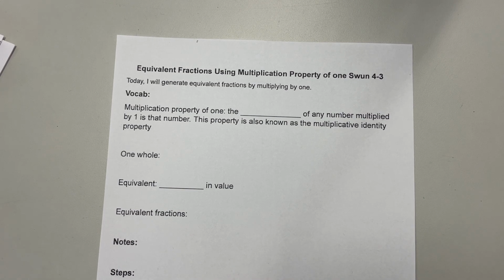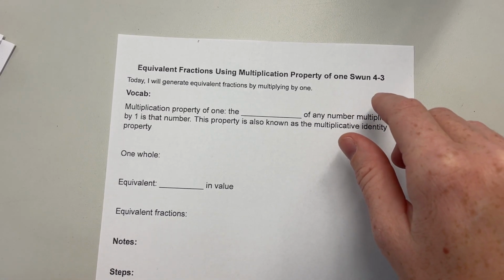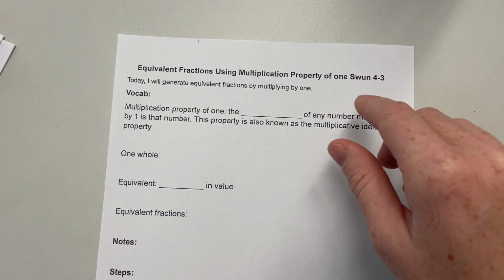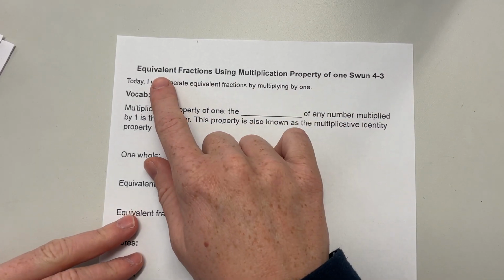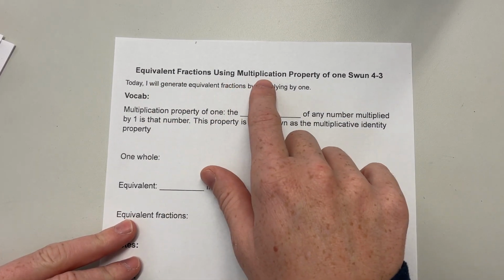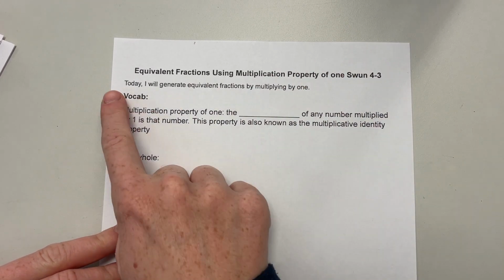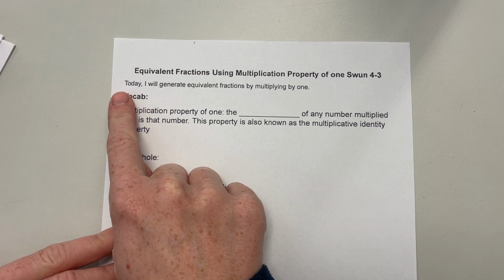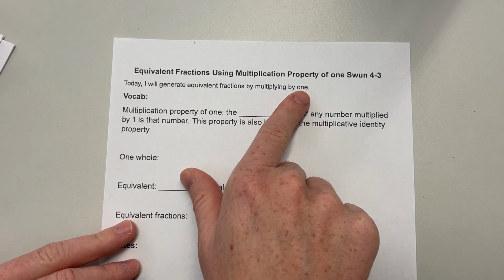Hi class, today we're going to pick up our lessons with equivalent fractions. The first lesson we saw it using a visual diagram. Yesterday we saw it using the number line, and today we're going to see equivalent fractions using the multiplication property of 1. This is found in Swun 4-3. Our learning goal or objective for today is I will generate equivalent fractions by multiplying by 1.